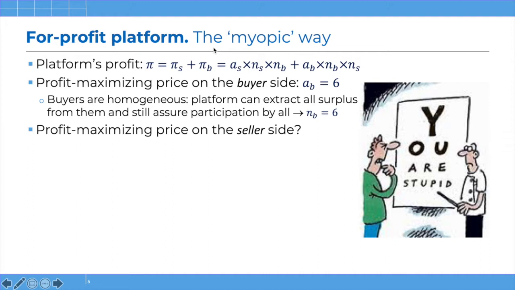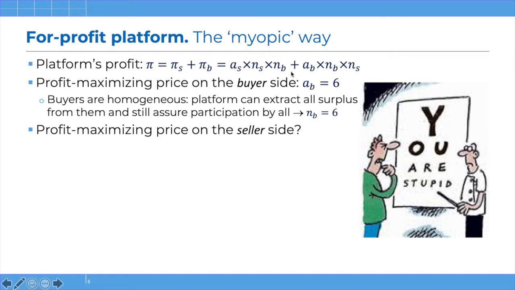Now, this is called here the myopic way, because I want first to show what the platform should not do. Okay, and the temptation would be to think of the 2 sides as completely separate, and first try to find what is the profit-maximizing fee on the buyer side, just caring about profits made on buyers, and then do the same on the seller side. Okay, so let's do that, and then we'll show why this is not the right way to think about the profit-maximizing prices.